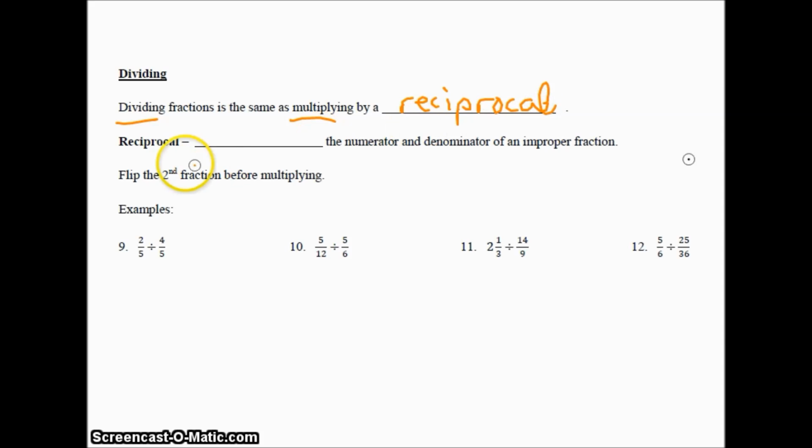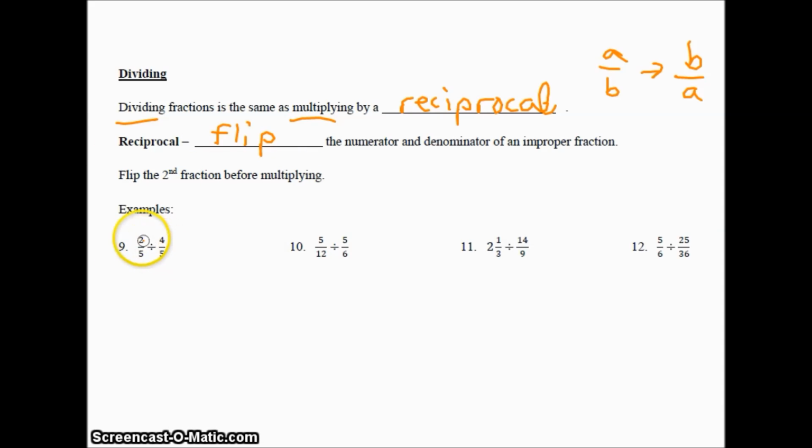Okay, and here we have the definition of a reciprocal, blank the numerator and the denominator of an improper fraction. So basically all we do is flip, or we exchange the numerator and the denominator. So if we have a over b, the reciprocal would therefore be b over a. We just flip it over. Okay, so we're going to flip the second fraction before we're multiplying.